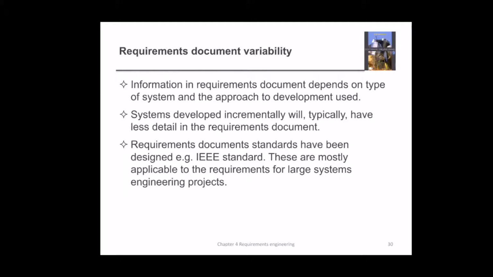Next, a system developed incrementally will typically have less detail in the requirements document. If you're following incremental development, then in the beginning we will not discuss much in detail, so less information will be present in the requirement document. Requirement document standards have been designed. For example, there is a standard known as the IEEE standard. These are mostly applicable to the requirements for large systems engineering projects. If you're building a project which involves many people and the complexity is high, then you can follow this IEEE document for building the software requirement document.